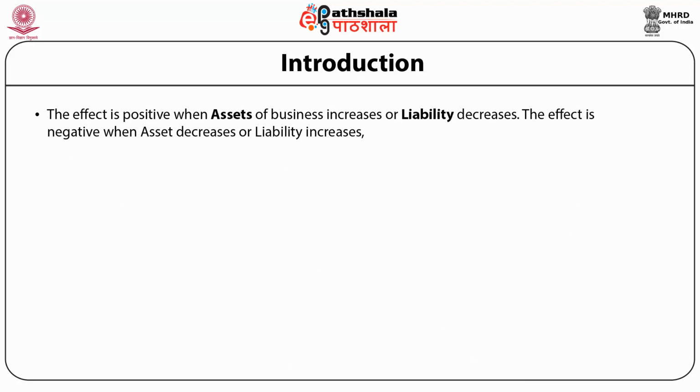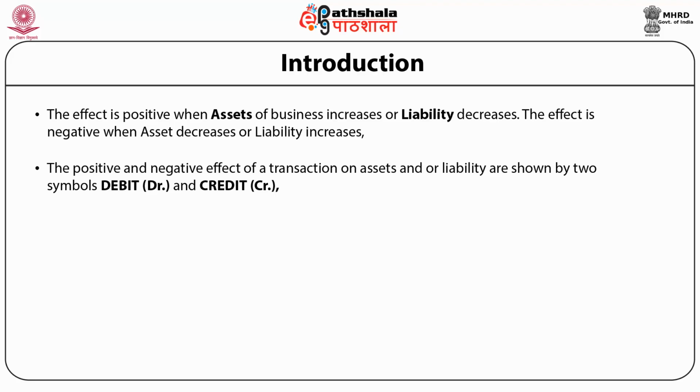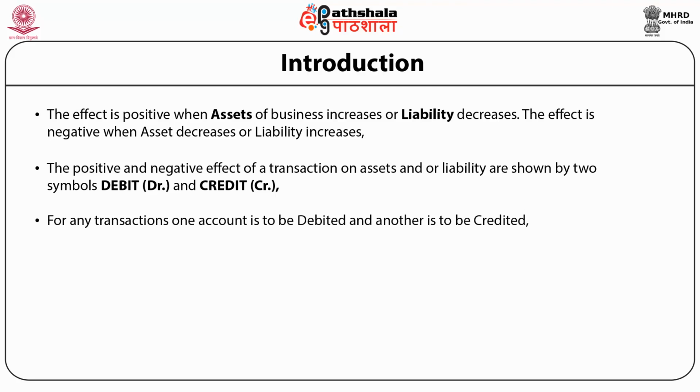The effect is positive when the asset of business increases or liability decreases. The effect is negative when asset decreases or liability increases. The positive and negative effect of a transaction on assets and or liability are shown by two symbols. The symbol one is debit, another symbol is credit. For any transaction, one account is to be debited and another account is to be credited. Debit and credit of accounts are dependent on the nature of accounts.